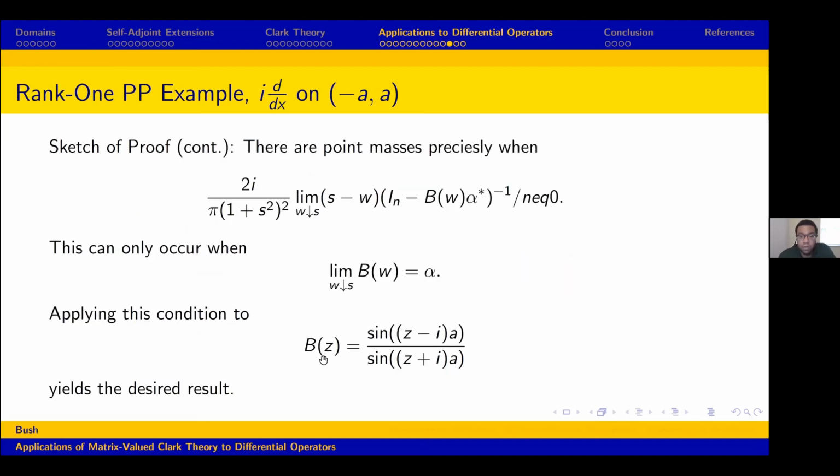And then, as we talked about before, this text is messed up. So the point masses are going to be where this expression is not equal to 0, which can only occur when the characteristic function tends to alpha, keeping in mind that alpha is unitary, so alpha times alpha star will give us the identity. If we apply this condition to our sines, we'll get that expression on the previous slide involving those tangents. If you use your angle addition and angle subtraction formulas for your trig functions, you'll write that expression.